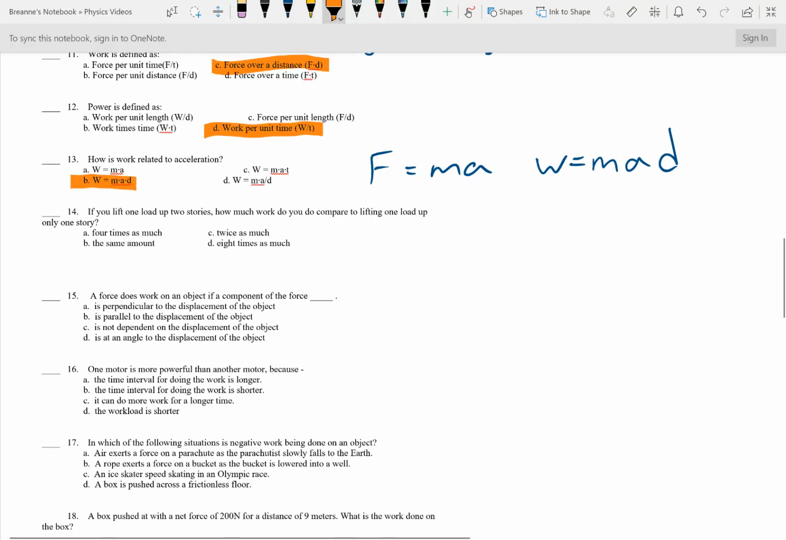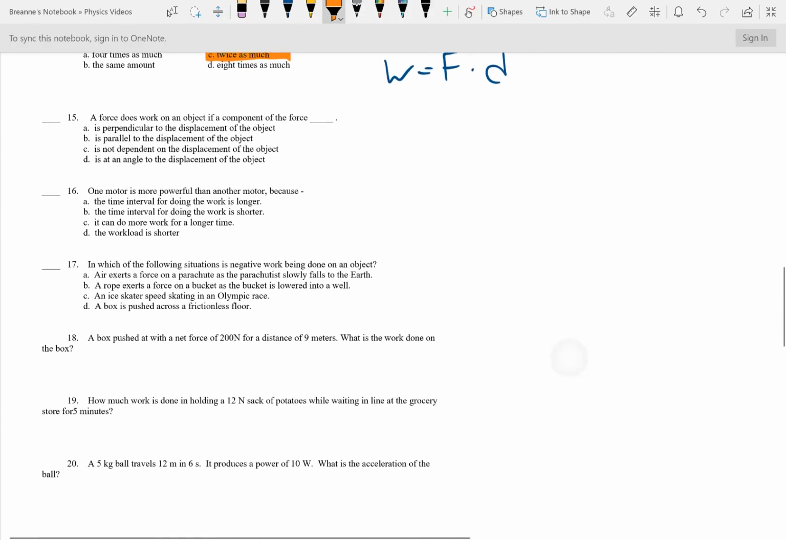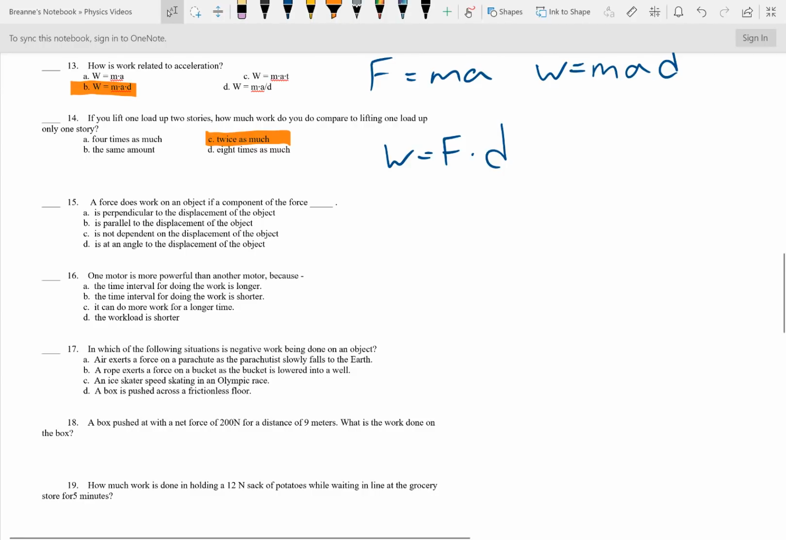Just go with it. So, 14. If you lift one load up 2 stories, how much work do you do compared to lifting one load up only 1 story? So again, we're going with work. So work equals your force times your distance. If you're doubling your distance, compared to lifting 1, you're doing twice as much work, if I read the question correctly. If you lift 1 load twice, yes, it's twice as much work. I was making sure I didn't flip it in my head. So the answer is C, because you're doubling your distance, so therefore you're doubling your work.